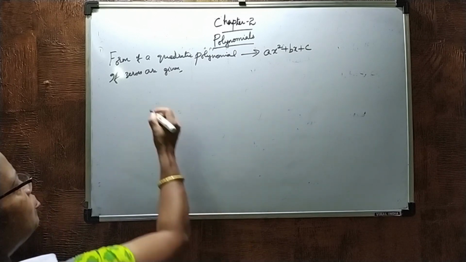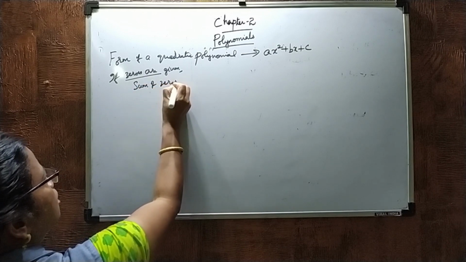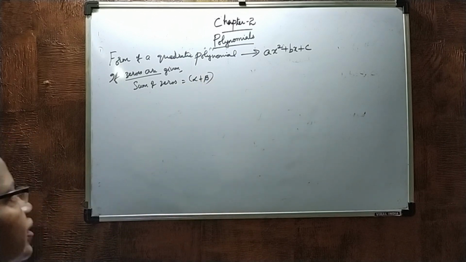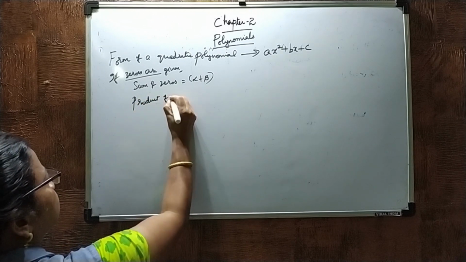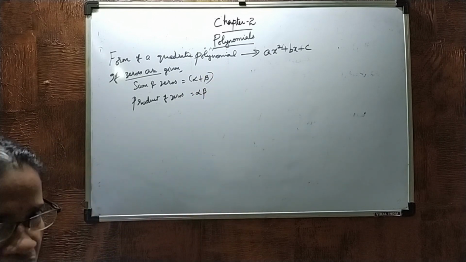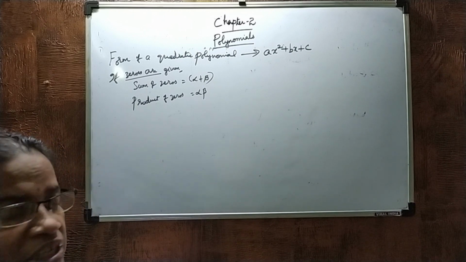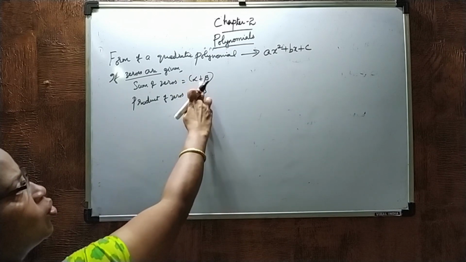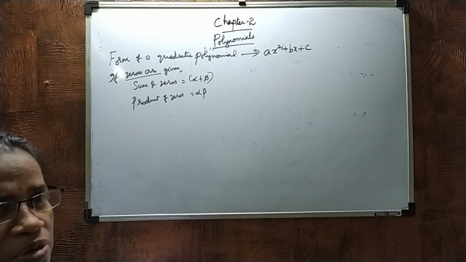Sum of zeros means alpha plus beta, right? And product of zeros means alpha beta. One zero will be alpha, the other zero will be beta. You will find them by splitting the middle term. So you will get the zeros and we will name them alpha and beta. Now sum means addition, both zeros added. Product means multiplication, both zeros multiplied.